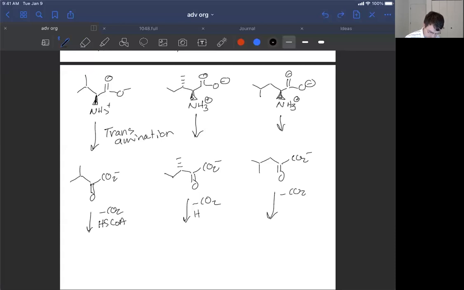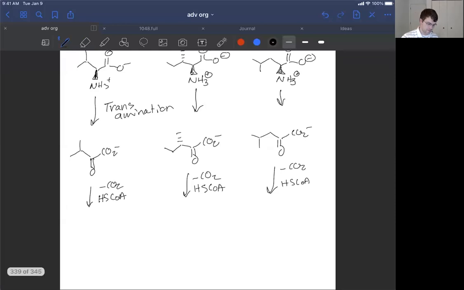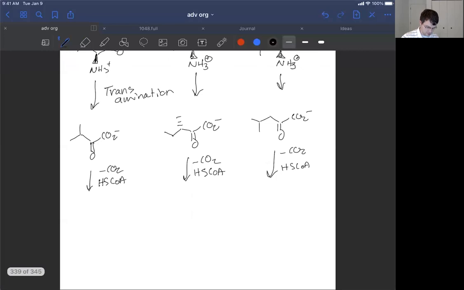Now, CoASH is the CoA thiol. That is the sulfur atom of CoA. It's not engaged in an acyl group yet, so it's not a thioester yet. Okay, now that's going to convert all of these into the corresponding thioester, where instead of having a CO2, which was lost during decarboxylation in every case, we're now going to have a thioester.